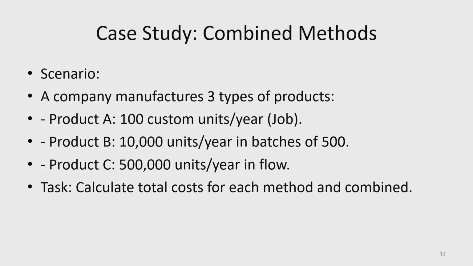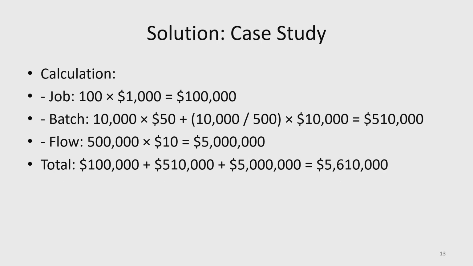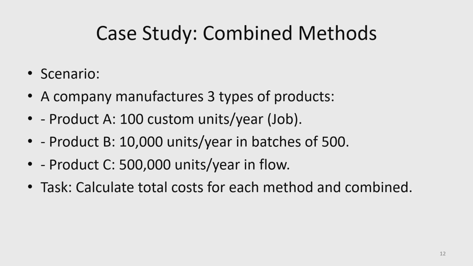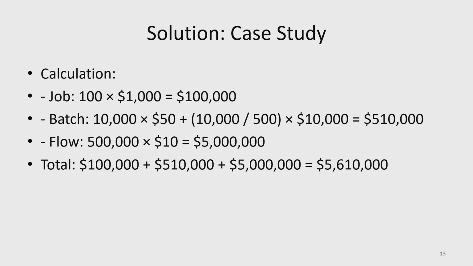In batch production, similarly, somebody may give that one product costs $50, and maybe there is a setup cost. 10,000 units in batches of 500. So that means in one batch, how many? 10,000 by 500. And one setup may be $10,000. So therefore total setup cost is this much.